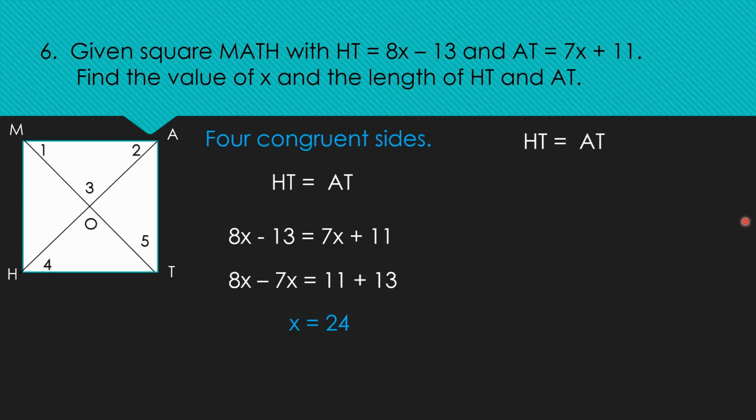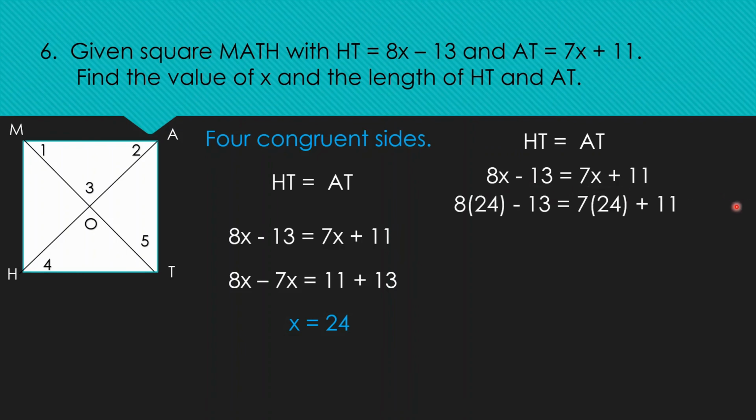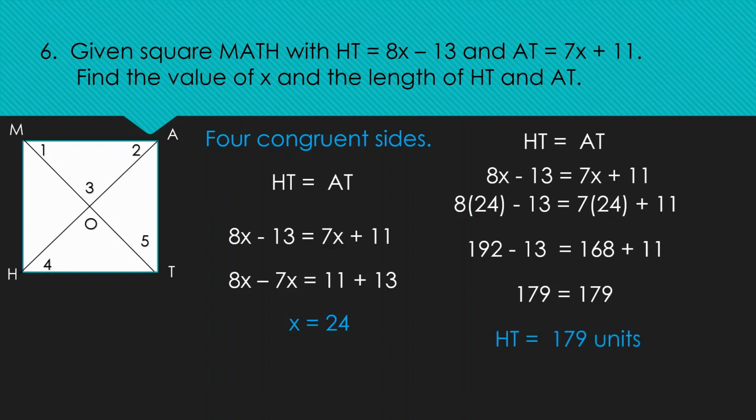To get the measure, we need to substitute the value of x, which is 24, in 8x minus 13 is equal to 7x plus 11. So we have 8 times 24 minus 13 is equal to 7 times 24 plus 11. 8 times 24 is 192 minus 13, and 7 times 24 is 168 plus 11. So 192 minus 13 is 179 and 168 plus 11 is also 179. So side HT is equal to 179 units and side AT is equal to 179 units.